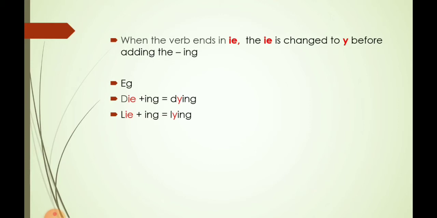Similarly, in the word lie, the spelling is L-I-E. Before we add ing to the word, we will change the ie to y. Thus, we will get the word L-Y-I-N-G. So, when the verb ends in ie, we will change the spelling ie to y and we will add the ing to make the present participle.